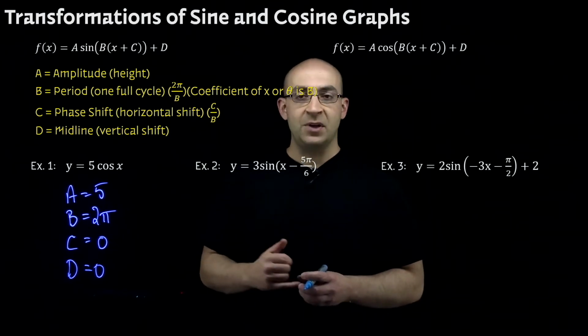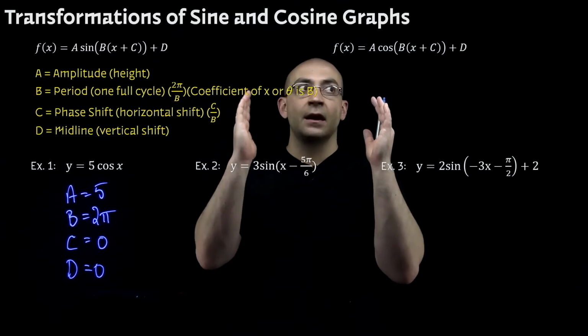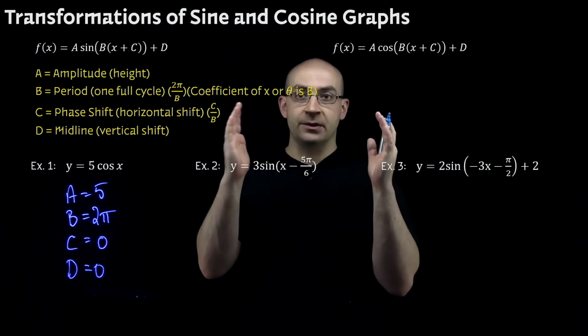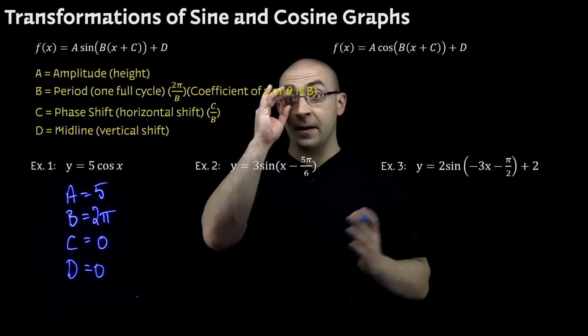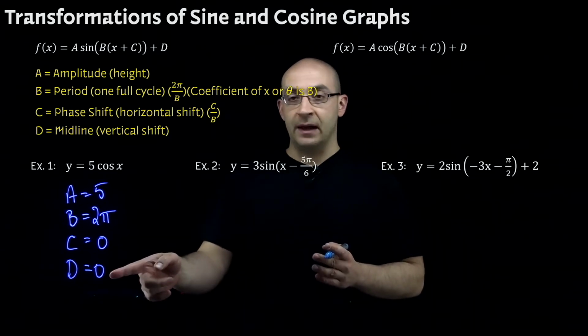B is our period, which is 2 pi. Again, in the midst of one revolution, so that's one revolution, 0 to 2 pi, but we say that the actual period is 2 pi because that's the length, 2 pi. C and D, horizontal shift, that's left or right, up or down, 0 as well.